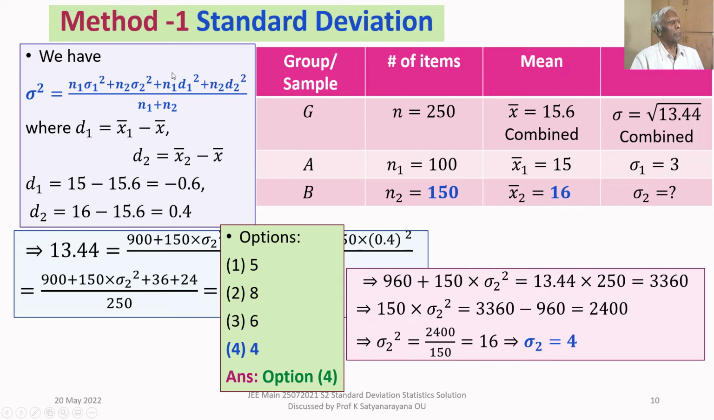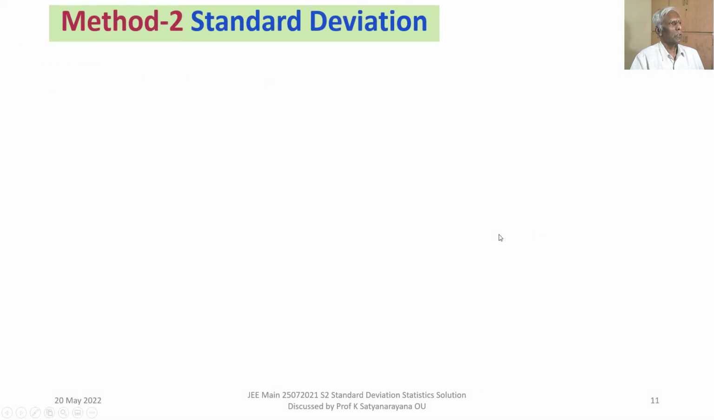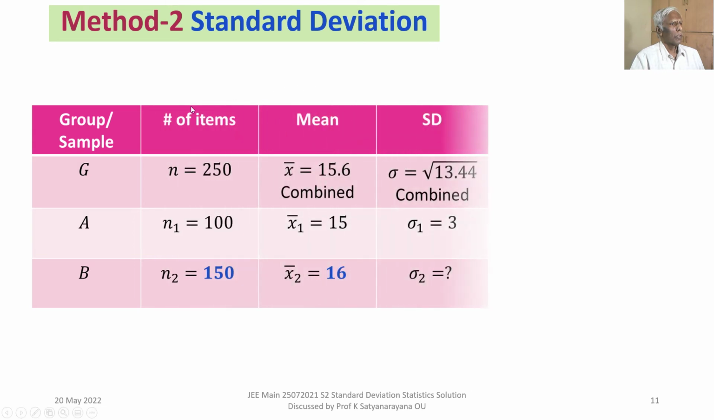And some of you may not be using this formula. Then we will use only the definition of the standard deviation and find out sigma 2 in the method 2. And n2 is 150, x2 bar is 16, up to that you have to do. From there, the second method will start. Method 2. So this is what we have, and for convenience, the items are indexed.